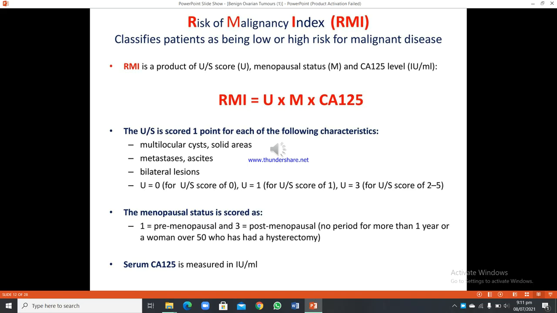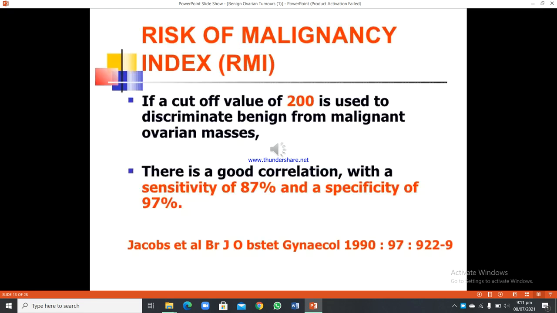U is equal to 0 for an ultrasound score of 0. U is equal to 1 for an ultrasound score of 1. And U is equal to 3 for an ultrasound score of 2 to 5. The menopausal status is scored as 1 for premenopausal, and 3 for postmenopausal, meaning no period for more than 1 year, or a woman over 50 who has had a hysterectomy. Serum CA125 is measured in international units per mL. Risk of malignancy index, RMI.